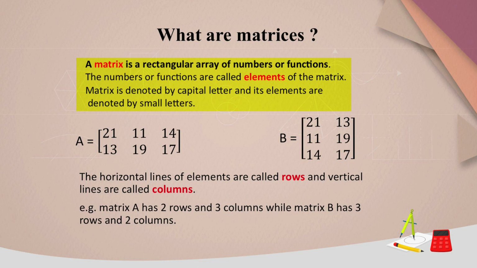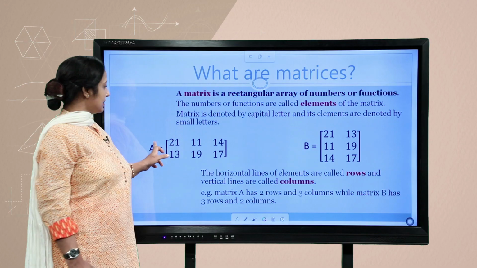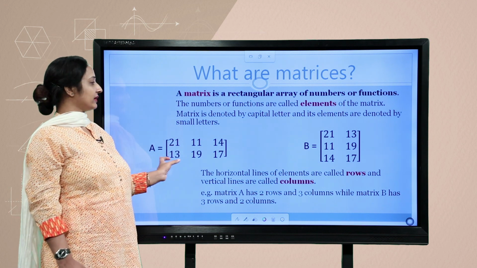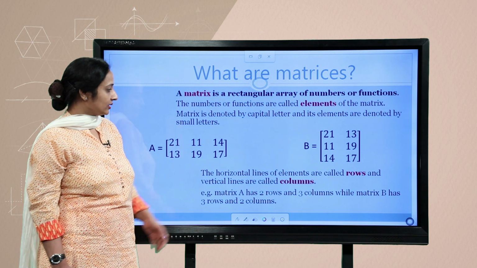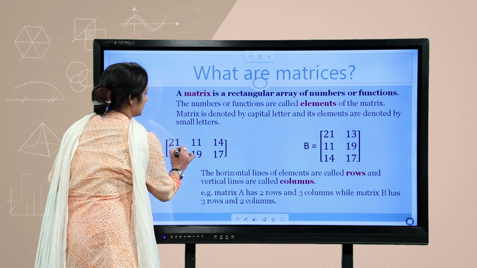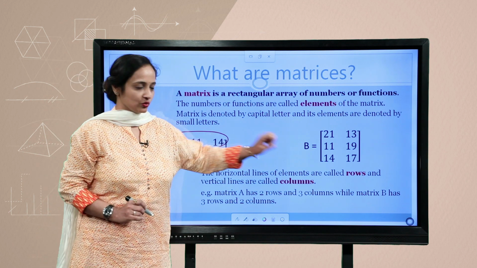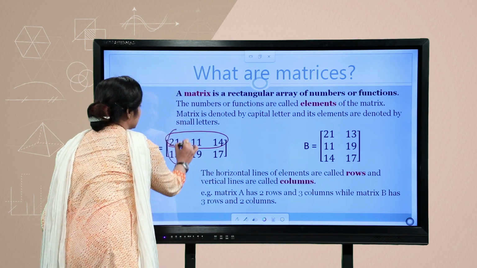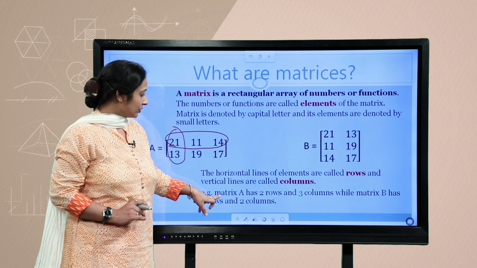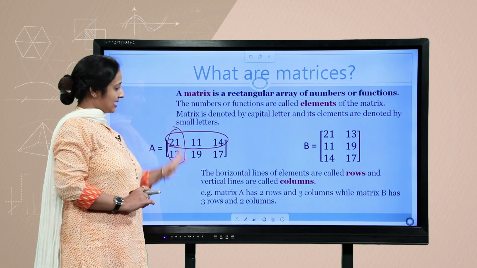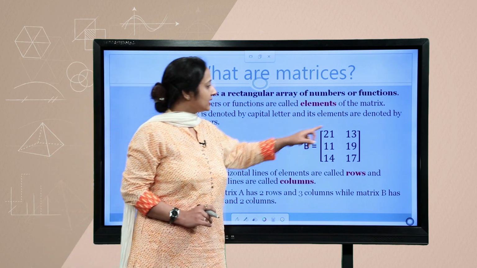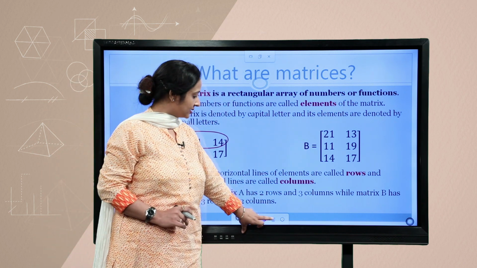A matrix is a rectangular array of numbers or functions. Array means arrangement. The numbers or functions are called elements of the matrix. A matrix is denoted by a capital letter and its elements are denoted by small letters. Like these two matrices have been considered as matrix A and matrix B. The horizontal lines of elements are called rows, and the vertical lines are called columns. So matrix A has 2 rows and 3 columns. Similarly, matrix B has 3 rows and 2 columns.